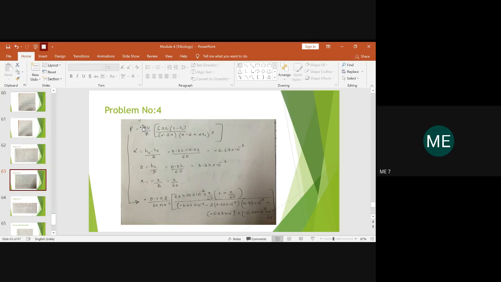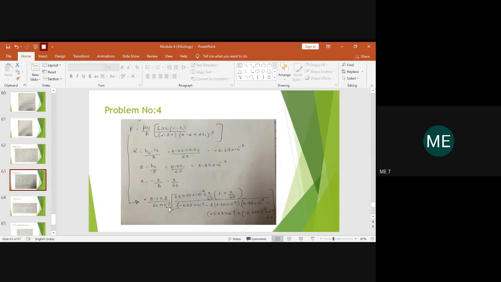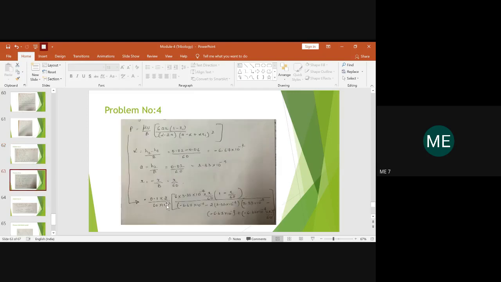Substitute into the equation now. You have the viscosity of the lubricant mu, which is 0.1 Pascal second. It is given directly in the question in Pascal second, so don't convert it again. Directly substitute the value: 0.1 into the velocity. The slider velocity is given as 2 meter per second, so don't convert again. Directly it is 2 divided by the width of the bearing. If you go back to the question, it is 60 mm. Kindly convert that into meter, so it is 60 into 10 raised to minus 3. Then open the bracket.